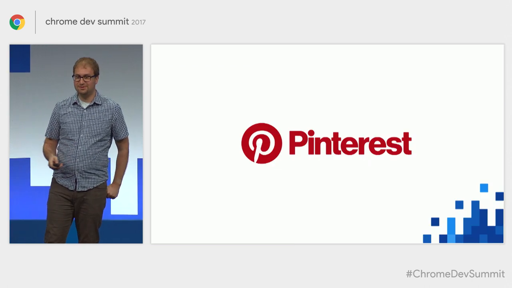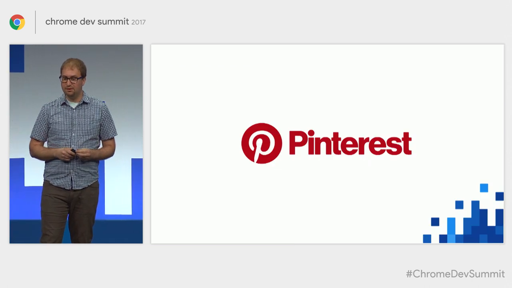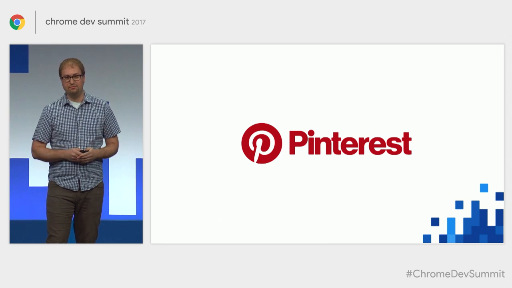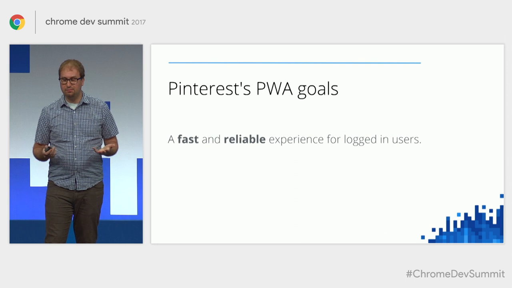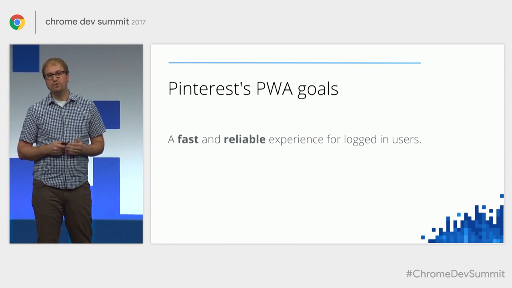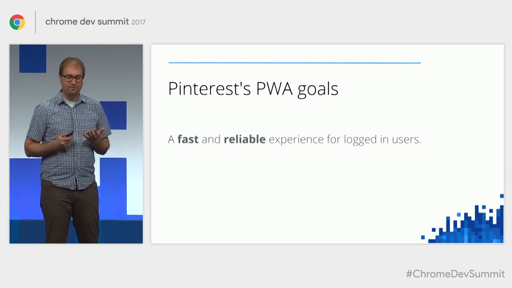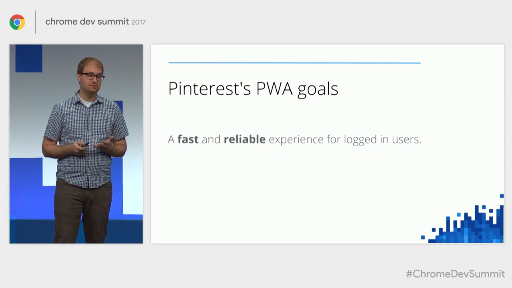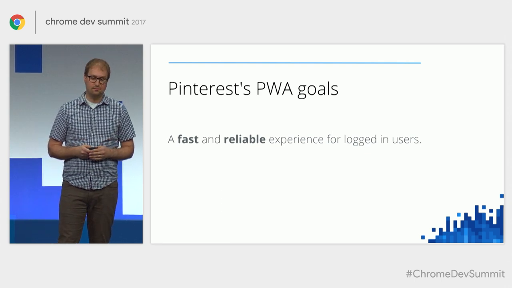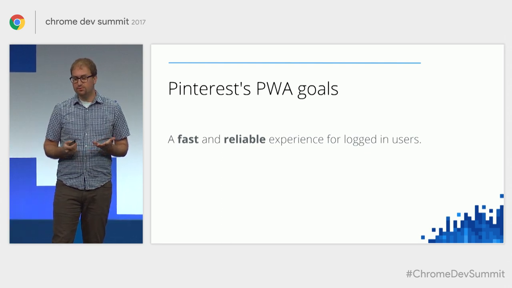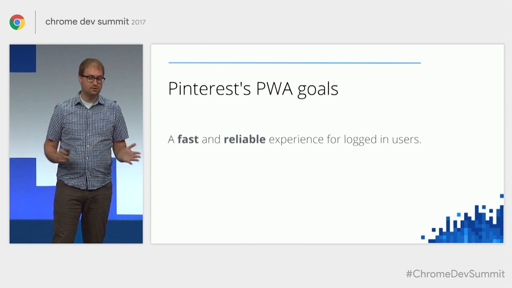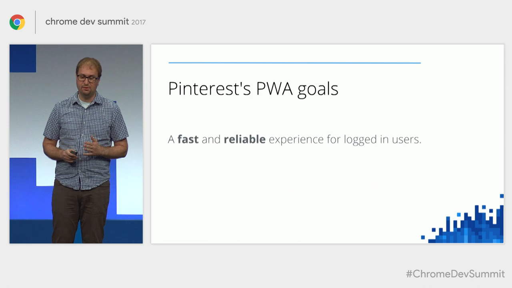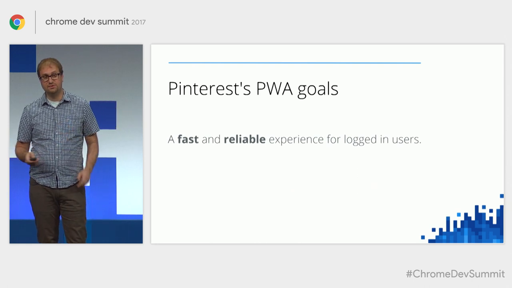First up is Pinterest, which Addy just talked about a bit, and probably a company that many of you are already familiar with. So Pinterest has been gradually adopting PWA functionality, and one of their recent goals was to provide a fast and reliable experience for logged-in users. Not surprisingly, service worker caching is key to that goal. Pinterest turned to Workbox to power their service worker, and let's take a closer look at some of the features that they're using.